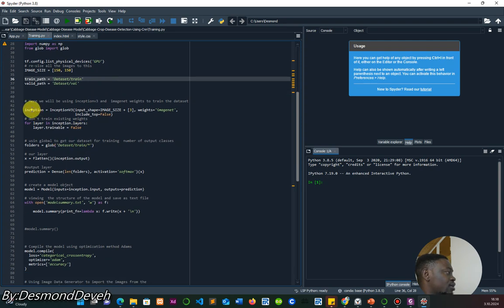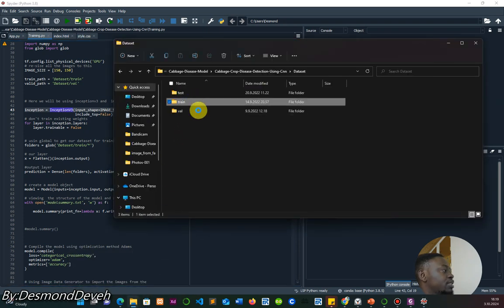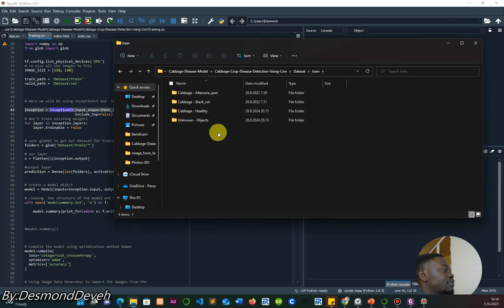I'm calling Inception V3 with the input shape and image sizes. At the time I was preparing my images, I was cropping them to 150 by 150 so that Inception V3 will have the images all in the same, equal sizes. When I come to training, you find that I have images here that the Inception V3 has to learn. It is learning 4 groups of images. You can see 4 groups here. I have disease one, this is the type of disease affecting cabbage, and this one too. And then I have healthy cabbages.